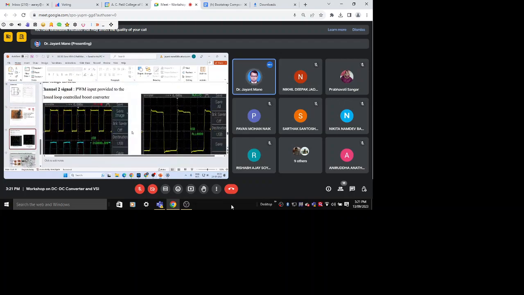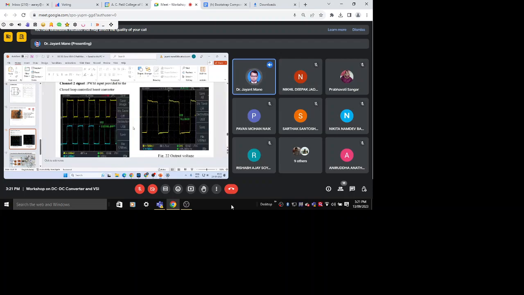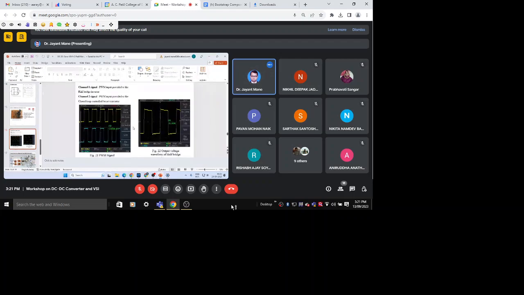And after this implementation, you can see the outputs. See the two gate pulses outputs.